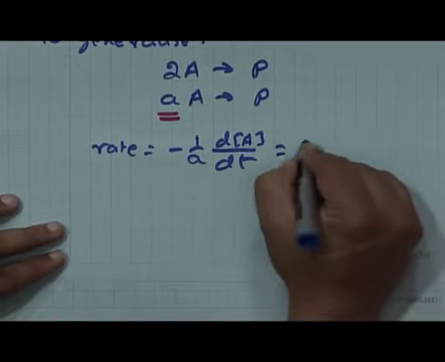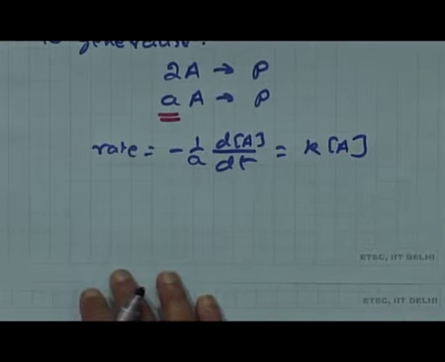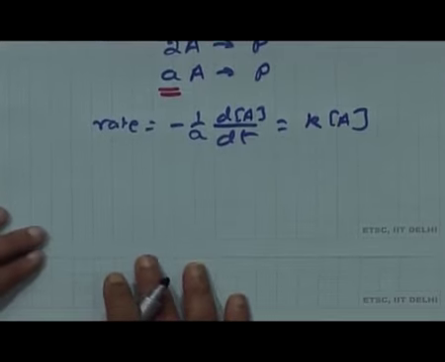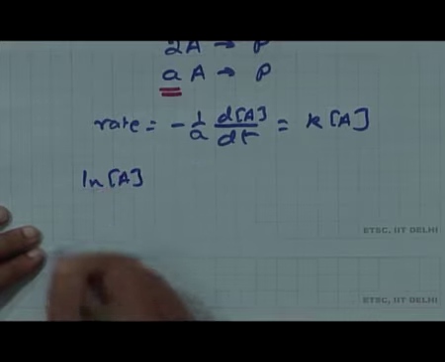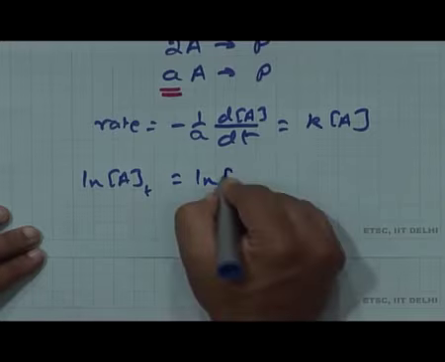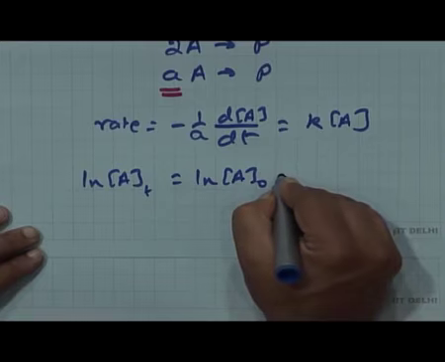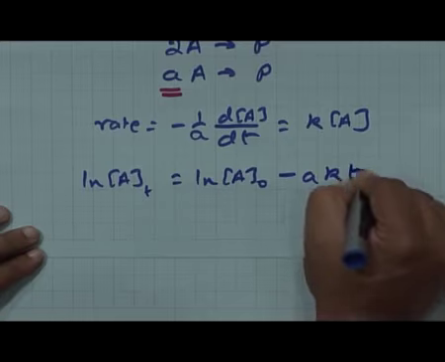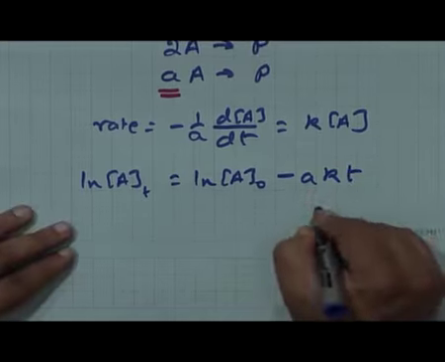This is equal to K times the concentration of A, being a first order reaction, and when I go ahead and do the integration, what I end up with is that natural log of A at time t is equal to natural log of A naught minus a K t.